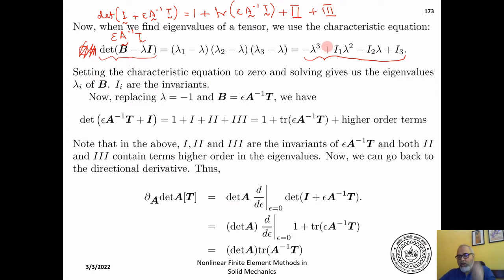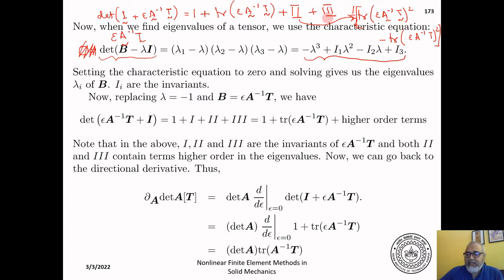Now all of these will contain terms 2 and 3. Remember, 2 is something like trace of epsilon a inverse t whole square minus trace of epsilon a inverse t square, and maybe there's a half here. So it's something like this, and each of these will contain epsilon square. Each of these terms will contain epsilon square.